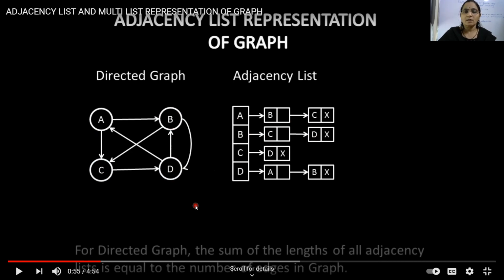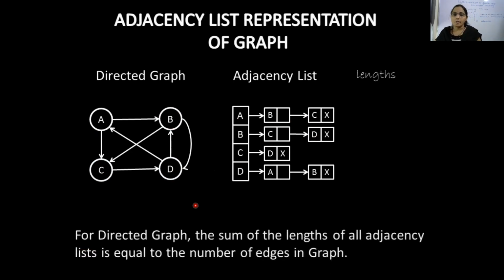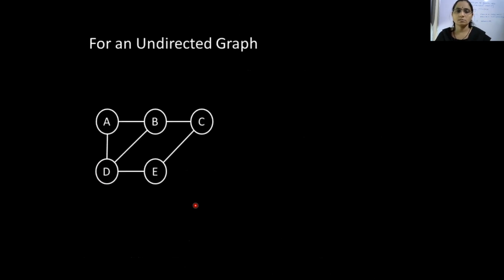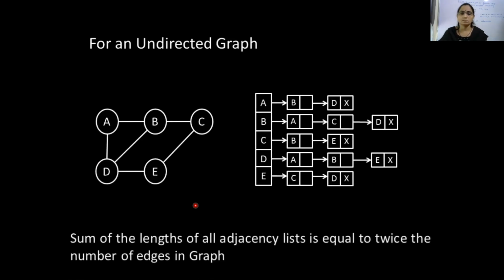So likewise, you can see that for a directed graph, the sum of lengths of all adjacency lists is equal to the number of edges in the graph. Now, we have an undirected graph and its adjacency list. Here, the sum of the lengths of all adjacency lists is equal to twice the number of edges in the graph.